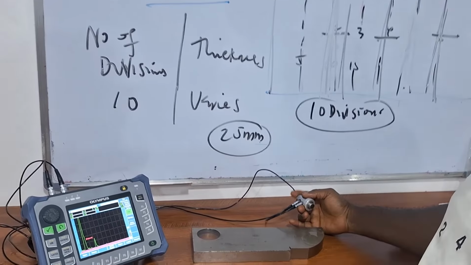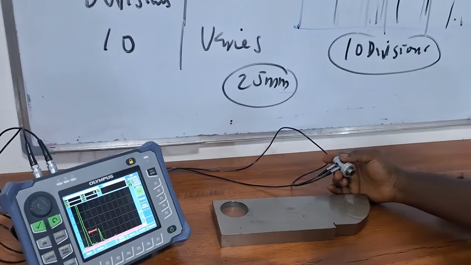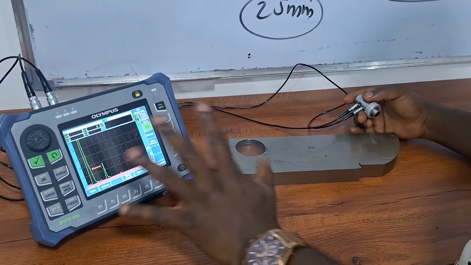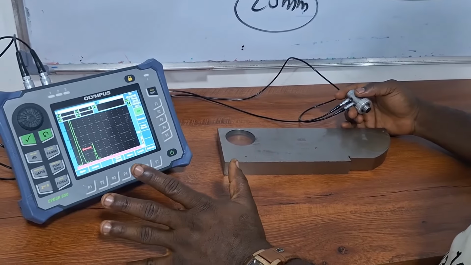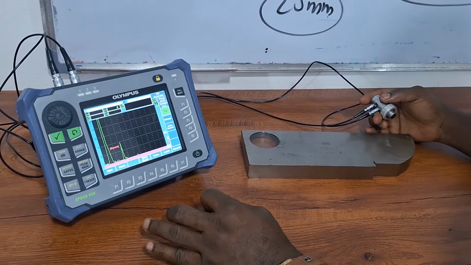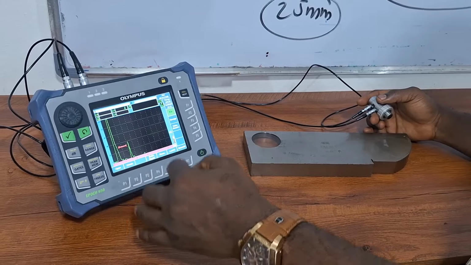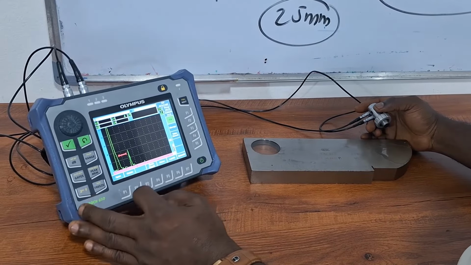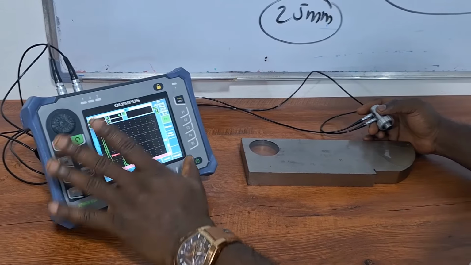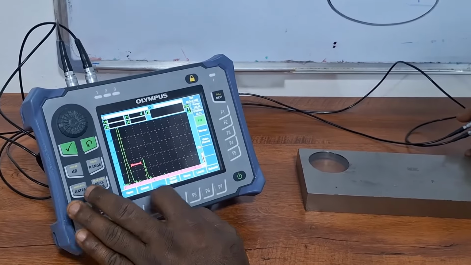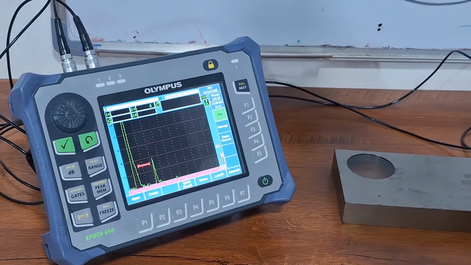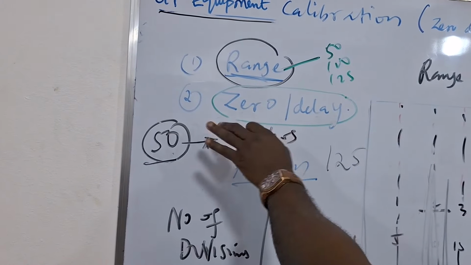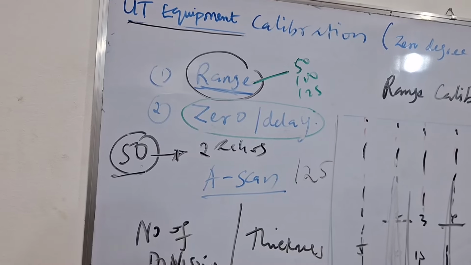Now let's practicalize the calibration. This is not a training, this is just to give an overview. If you go for your training, you will be told how to input that information I told you about for your setup. But our emphasis here is just to understand the whole concept of zero and range and delay, and how to do your calibration.